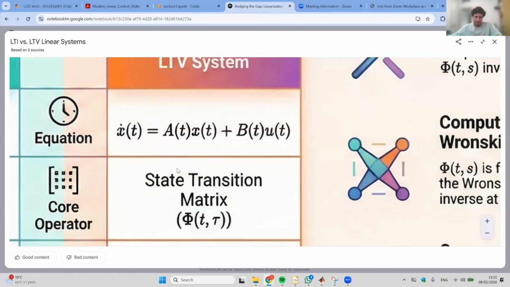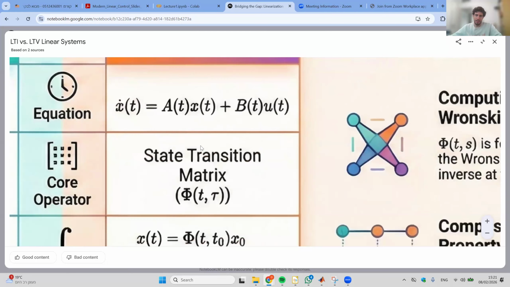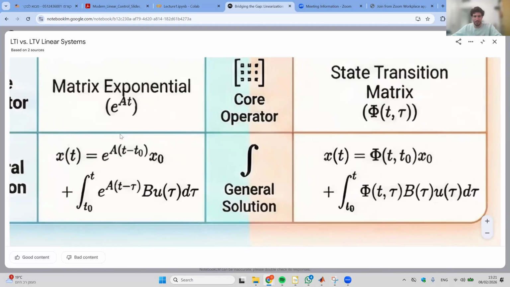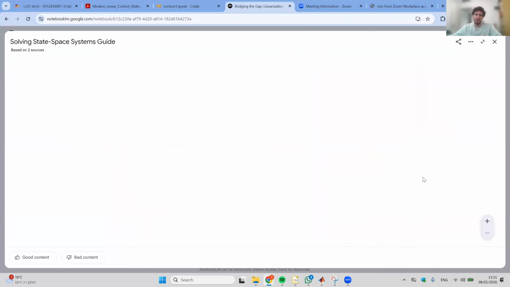But in any case, this general solution will depend on this state transition matrix, and the actual solution will be very, very similar to the LTI case. So instead of the exponent matrix, we have this Phi matrix. Now, how do we actually go about computing said matrices? So we have the final infographic for today.